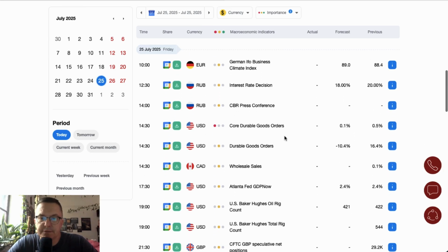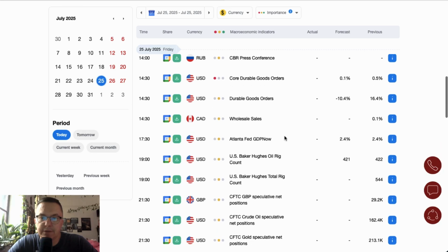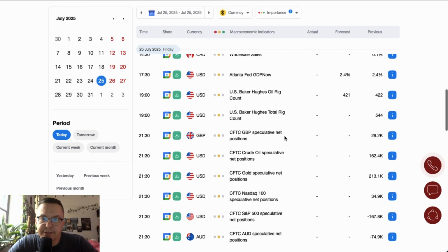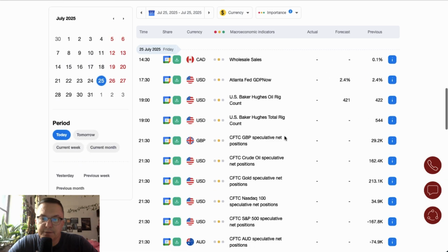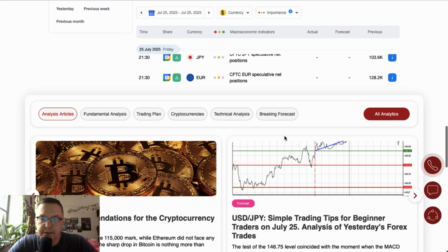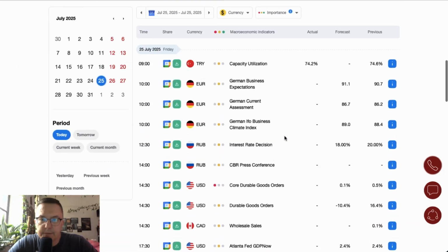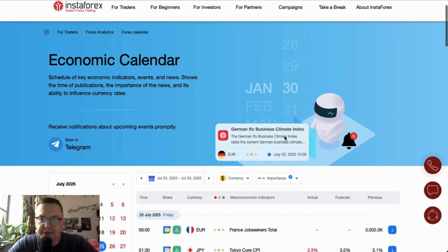Interest rate decision in the Russian Federation today at 12:30, and then we enter the US session. Core durable goods orders and durable goods orders are scheduled for release at 2:30. The wholesale sales from Canada are scheduled for release at 2:30 as well. Atlanta Fed GDPNow from the US is scheduled for release at 5:30, and that's about it. So that's the last data from the US session.